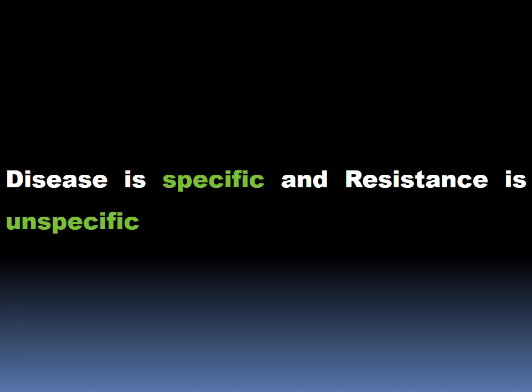Now I would like to discuss another concept which was initially given by Vanderplank almost 57 years ago, but still it is accepted by pathologists around the globe. What was his idea? He told us that disease is specific while resistance is unspecific. I will try to elaborate it in a much simpler manner by giving you an example from our own daily life. Suppose I divide the class of resistance against plant diseases into two groups.